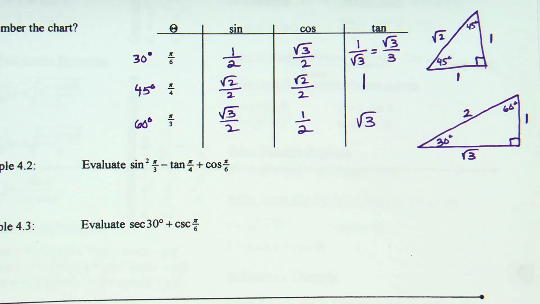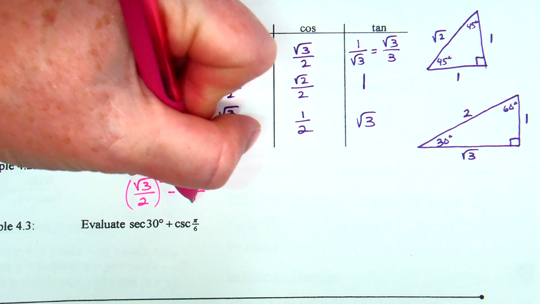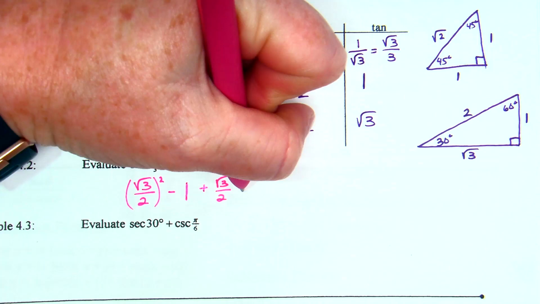You're right, I'm wrong. I don't know what I was doing. I obviously did not read tangent because I wrote down the totally wrong thing. So tangent of pi over 4 is 1. Cosine of pi over 6? Square root of 3 over 2. Okay. What is the square root of 3 over 2 quantity squared? 3/4. Still going to be minus 1 plus square root of 3 over 2.